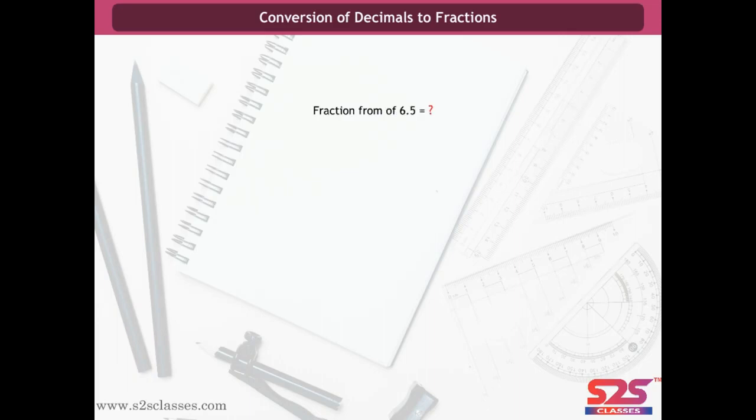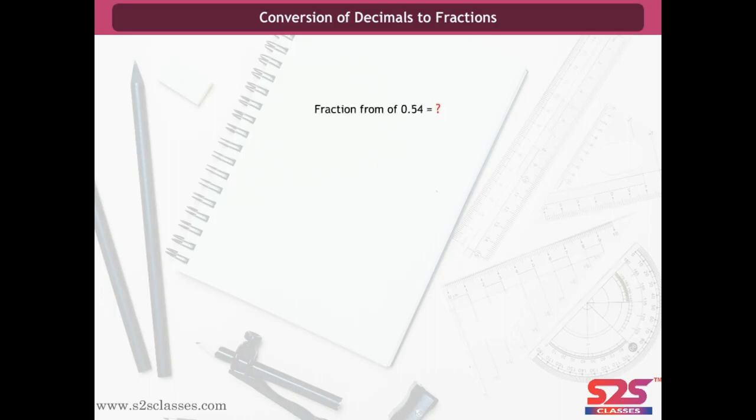Let us look at some examples. What is the fraction form of 6.5? As in 6.5, there is only one digit, that is 5, after the decimal. So the value of p is equal to 1. Hence we can write 6.5 as 65 by 10 raised to the power 1. That is 65 by 10, which is equal to 13 by 2.